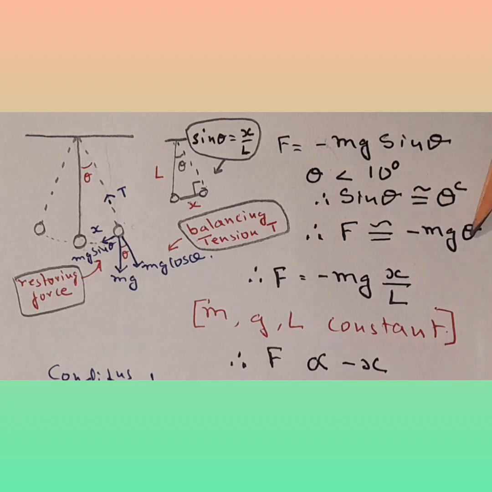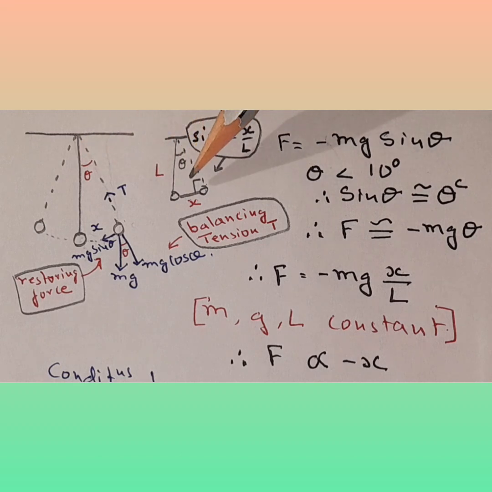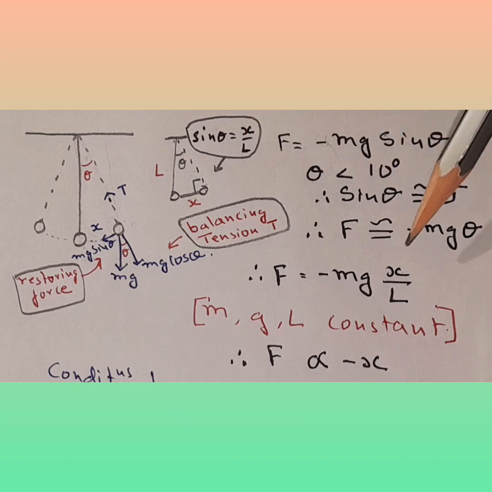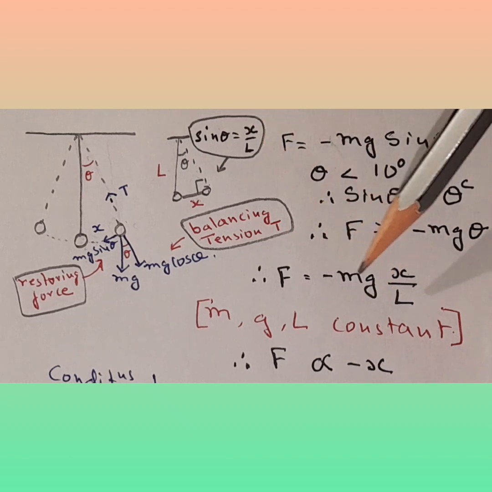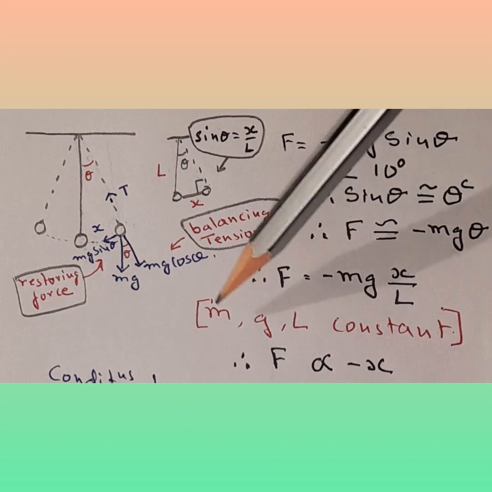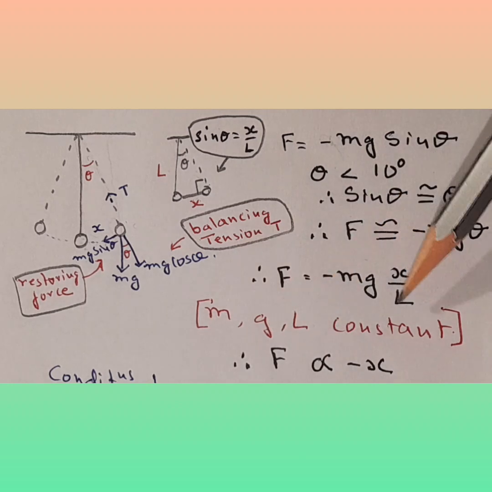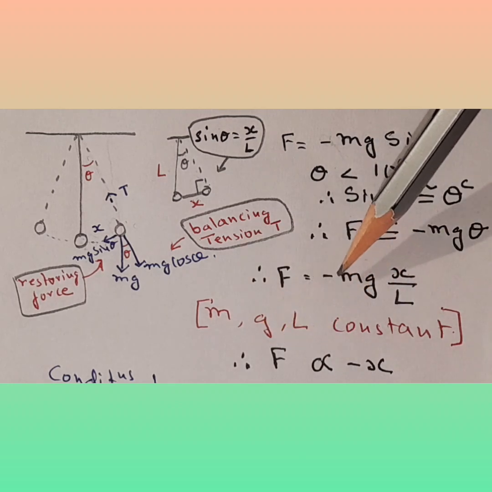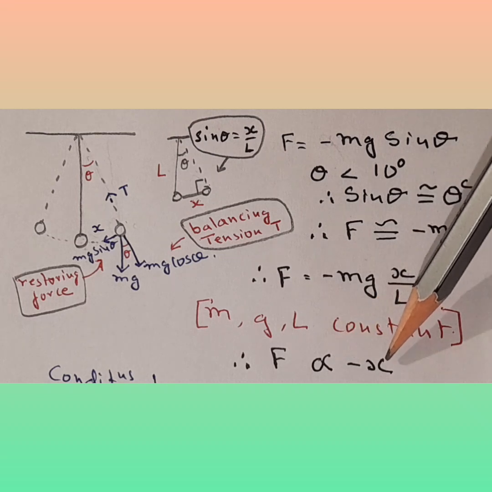Let's proceed ahead. Instead of theta we write x over L. Why so? This is the part which I have reproduced over here. We know this is angle theta, this is angle theta, and this is 90 degrees, this is 90 degrees, so this is the hypotenuse. Now sin theta is opposite over hypotenuse, so that's the reason sin theta is x over L. So theta is x over L, and that's what we substitute. Now mg and L are constants, so F is directly proportional to minus x.